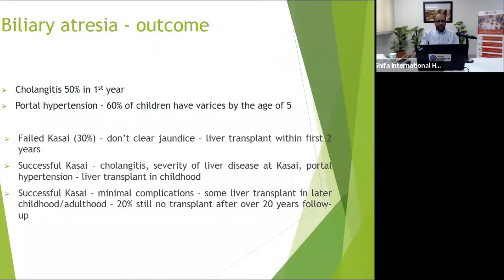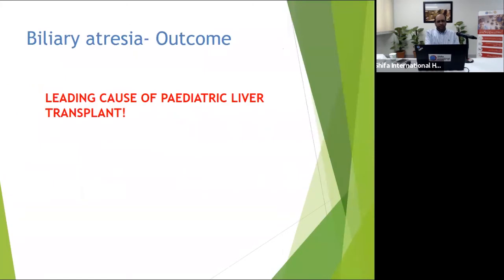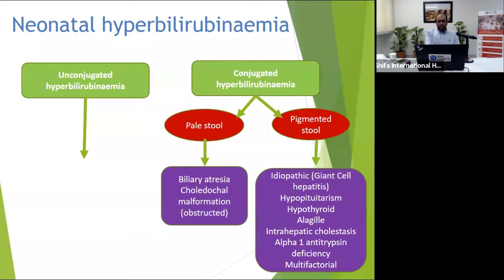So biliary atresia outcome, as I mentioned, cholangitis occurs in 50% in the first year. Later on, it can lead to portal hypertension. Sometimes with a failed Kasai, jaundice will not clear, and these children will need a transplant earlier. However, a successful Kasai, cholangitis, severity of the liver disease at the Kasai, portal hypertension, and liver transplant are the correlated factors that are being followed. So what we are learning now is that the leading cause of pediatric liver transplant is actually biliary atresia, most of the time. So let me just go to other conditions now.